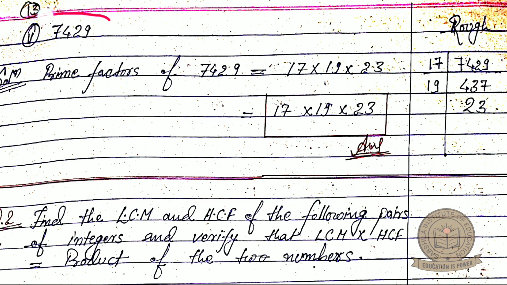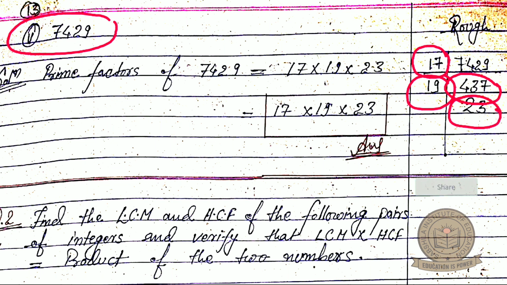If you see number 5, that is 7429, it will be divided by 17. It will not be divided by 2, 3, 5, 7, 11, 13. It will directly be divided by 17. If you divide 7429 by 17, then you will get 437, and 437 will directly be divided by 19 into 23 times. So the factorization of 7429 is 17 into 19 into 23.